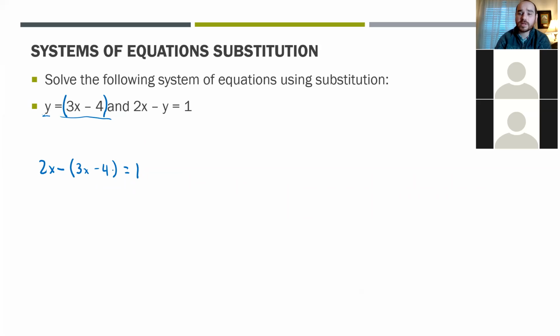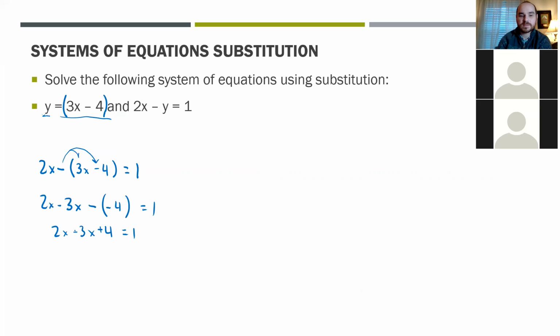Now, this is really important. Right here we have 2x minus, and then we have in parentheses 3x minus 4. When you have a minus in front of a parentheses like this, you have to distribute that symbol to both of the parts inside. So we've got 2x minus 3x, and then we have a minus negative 4. When you have minus negative 4 like this, that's the same as just plus 4. So we have 2x minus 3x plus 4 equals 1.